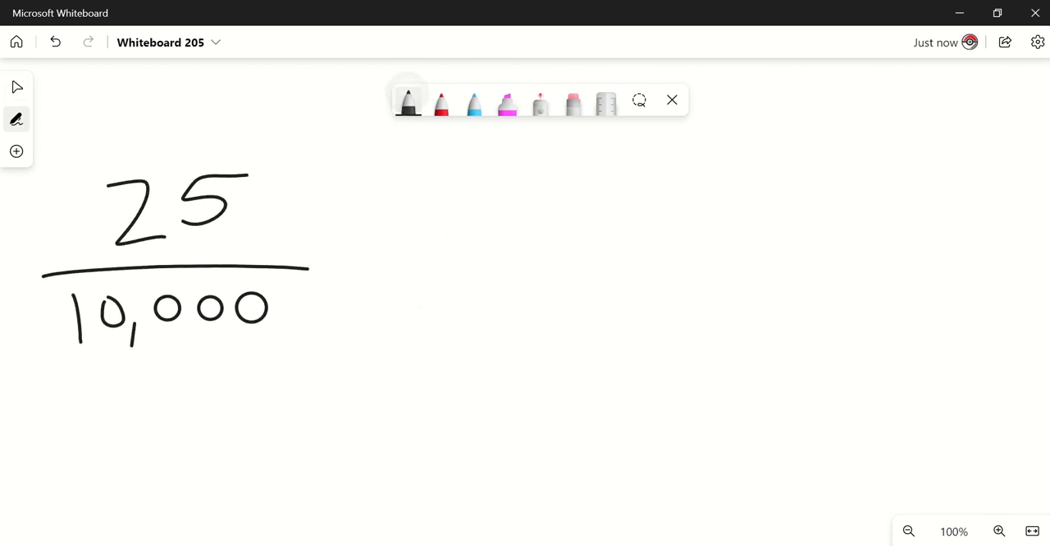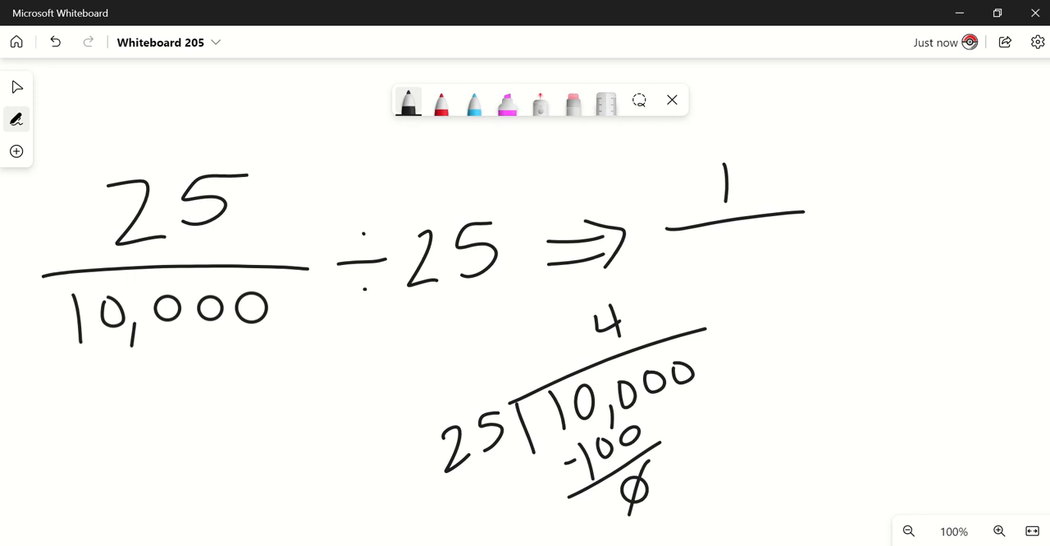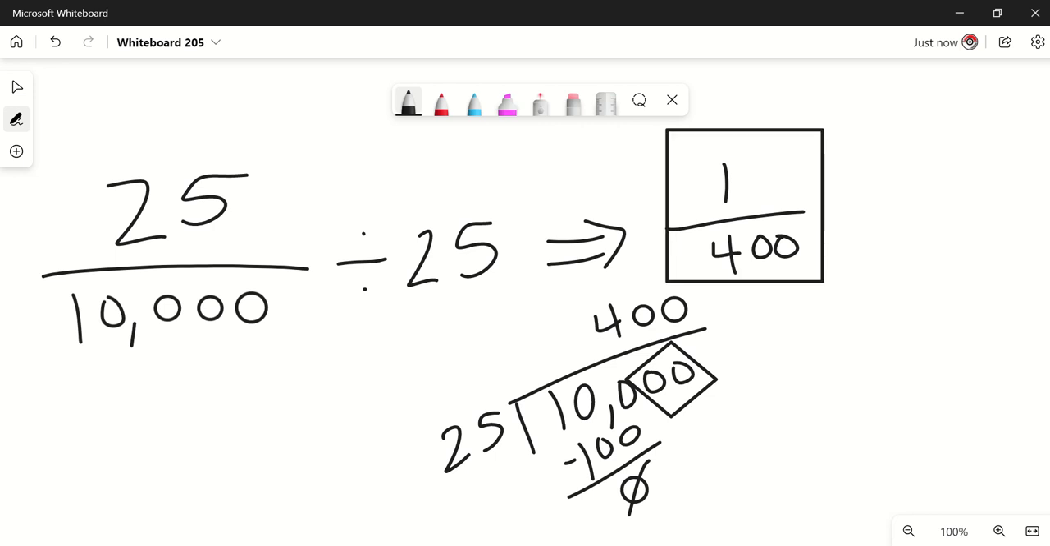Now I know 25 can go into 100, I know 100 can go into 1,000 and so on, so I'm going to divide both of these by 25. 1 will be our numerator. Now 10,000 divided by 25, it's going to be tricky. 25 will not go into 1 or 10, but it'll go into 100 4 times. That'll be 100. I will get absolute 0. Guess what? These two other zeros now have to come up. So it will be 1 over 400, or 1/400.